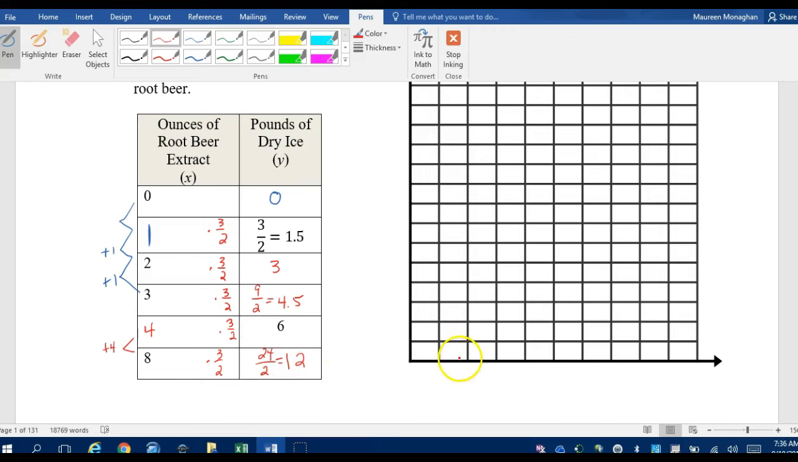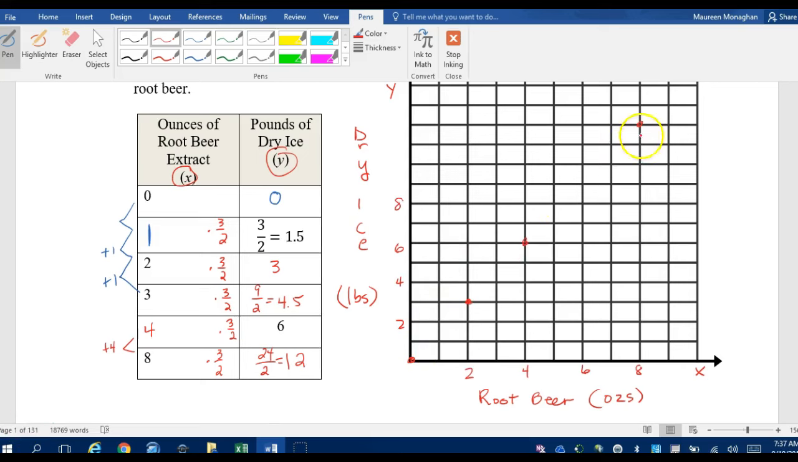Okay, and then we get to graph it. This is root beer, because remember, this is always your X here, and this is your Y here. That's how we relate it from the table. Root beer, and this is ounces. You want to label. And this is dry ice, and that is in pounds. I'm going to let you finish that graph, and I'll do it, and then you see if you got it right.